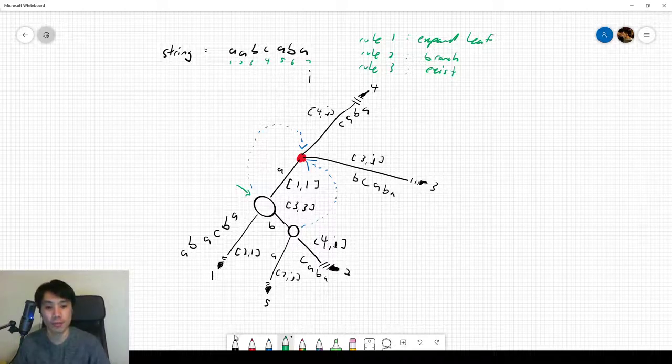Once I finish my phase over here, increment my J, right? So my active node is here. I'm going to follow the suffix link of my active node to the root. Then at my root, I'm going to look for BA, right? But because I already have an active length of 1, I will instantly come to here.